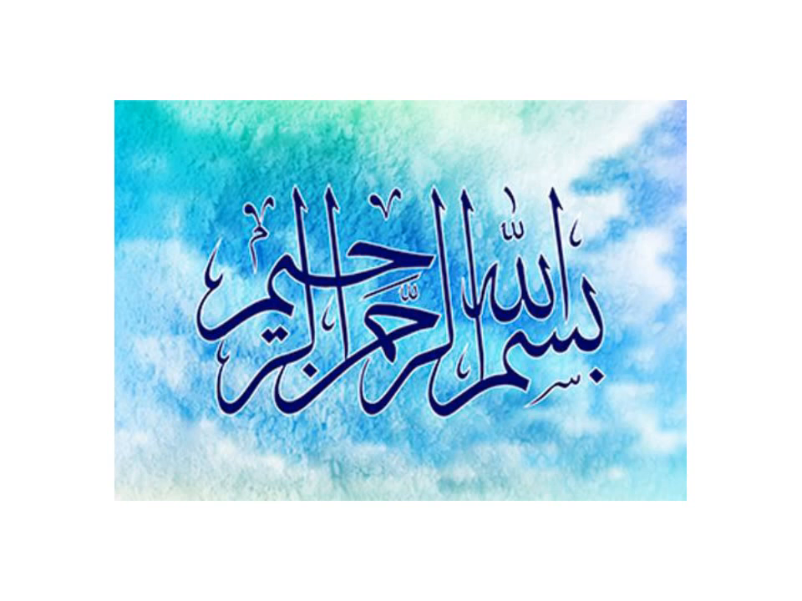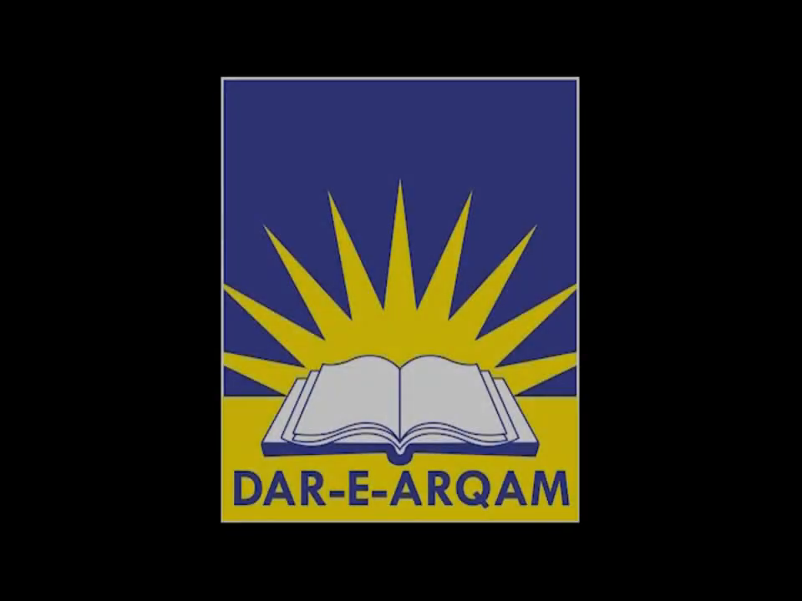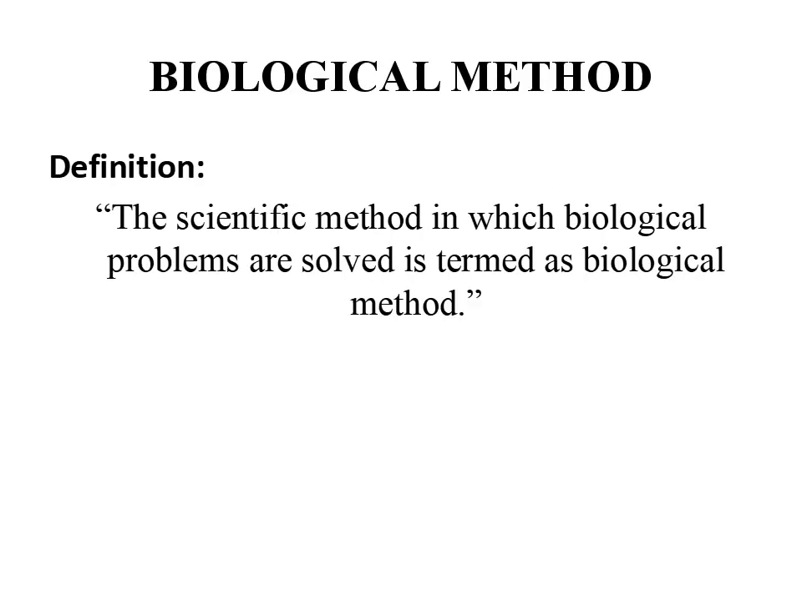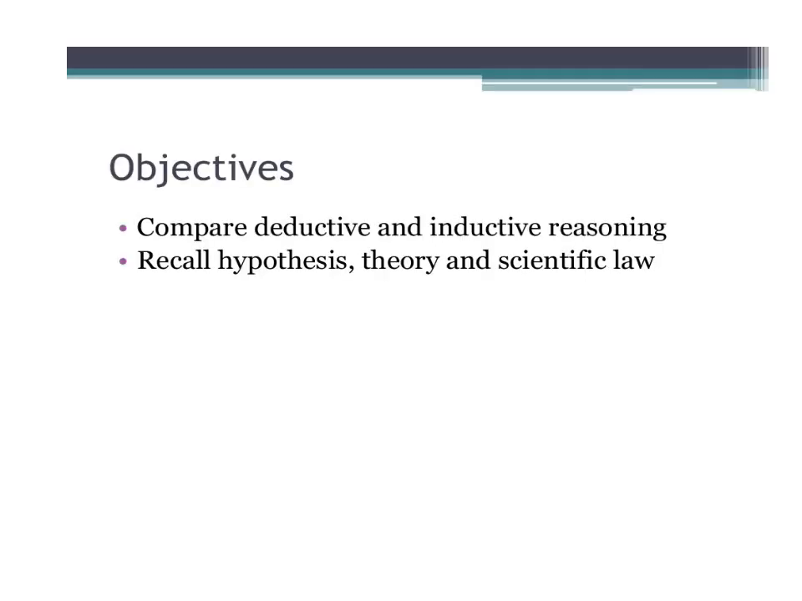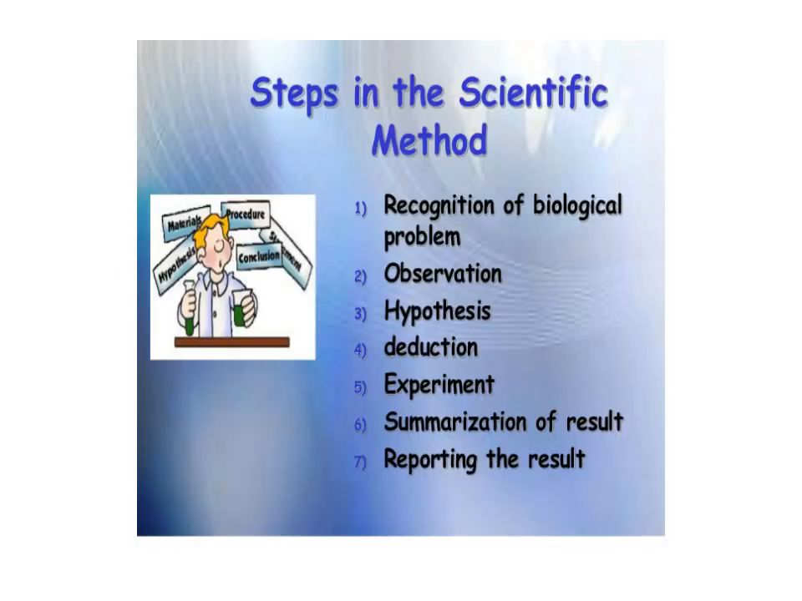I am your biology teacher, and today we will talk about chapter number 2, solving a biological problem. First of all, we will talk about the definition of biological method. What is biological method? The scientific method in which biological problems are solved is termed as biological method. Then what is the objective behind the biological method? Compare deductive and inductive reasoning, recall hypothesis, theory and scientific law.